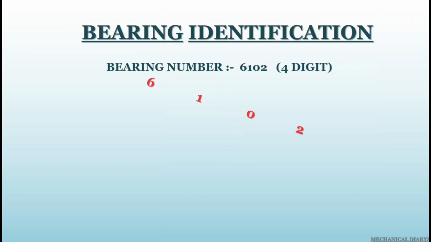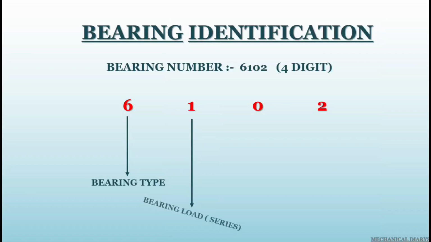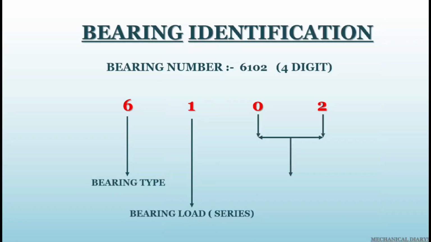Here I show you one bearing number, it's 6102. The first number is the bearing type, and the second is the bearing load. The third and fourth are the bearing ID or shaft OD. How do we get the size? Listen carefully. First we take the last two numbers, then multiply by 5. So the bearing ID is 10 mm. This calculation applies only when the last numbers are from 00 up to 09.